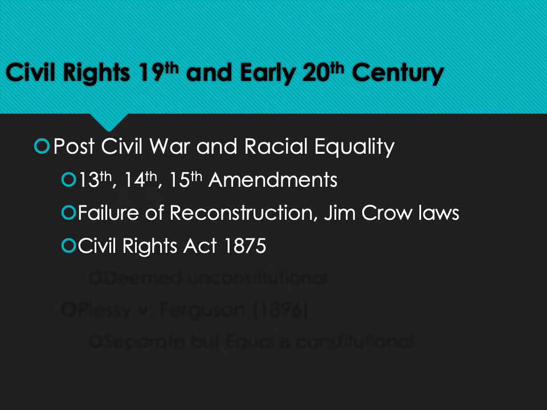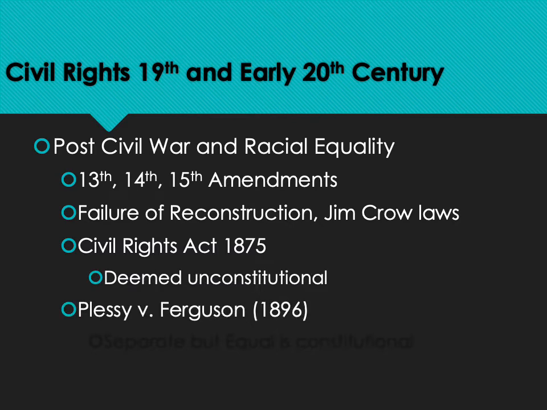That law, federal law, went to the Supreme Court, and it was deemed unconstitutional. It was deemed unconstitutional because the court said that the 14th Amendment did not apply to the actions of private businesses. It only applied to the actions of public officials. And so an attempt to rectify and to create equal treatment under federal law failed in 1875.